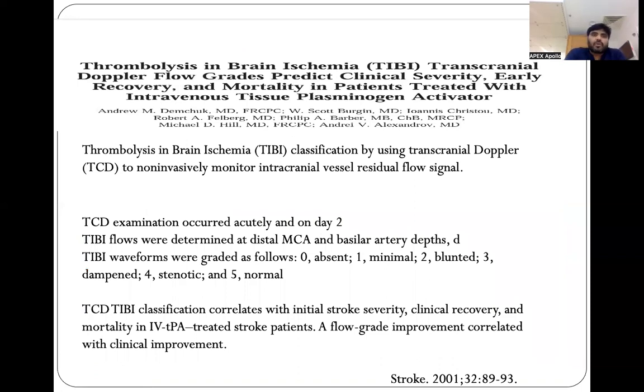Next, thrombolysis and brain ischemia classification. Demchuk et al. did the examination acutely on day 2 in stroke patients who were treated with IV tPA. For thrombolysis in brain ischemia, Doppler residual flow can be graded from 0 to normal. The classification correlates with the initial stroke severity, clinical recovery and mortality. A flow grade improvement correlates with clinical improvement.